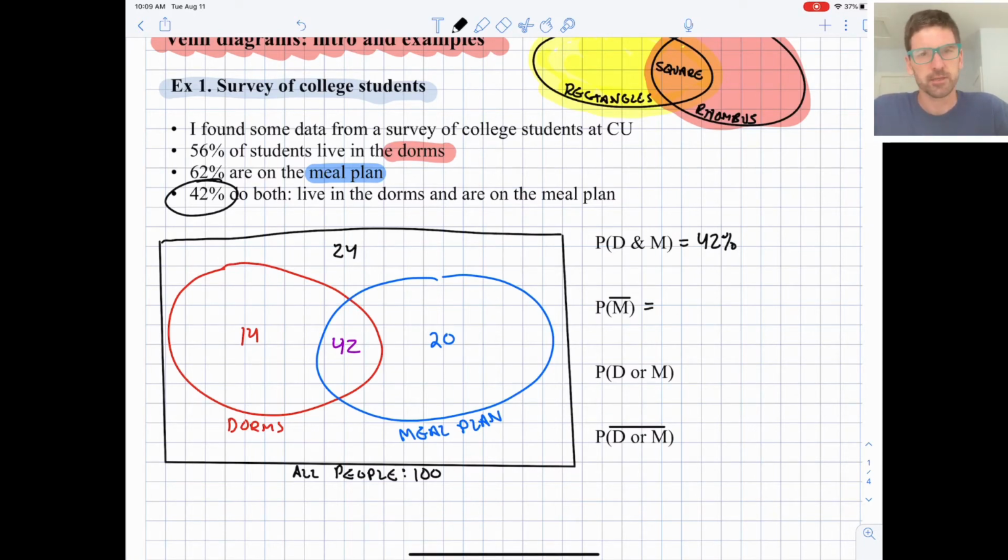What's the probability that someone is not on the meal plan? Remember that bar means not, it refers to the complement. Well, we want to include these 24 people and these 14 people. So those are all the people that aren't inside the blue oval. So that would be 24 and 14 is 38%.